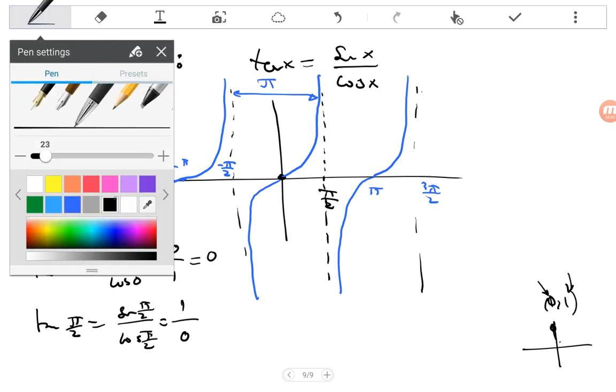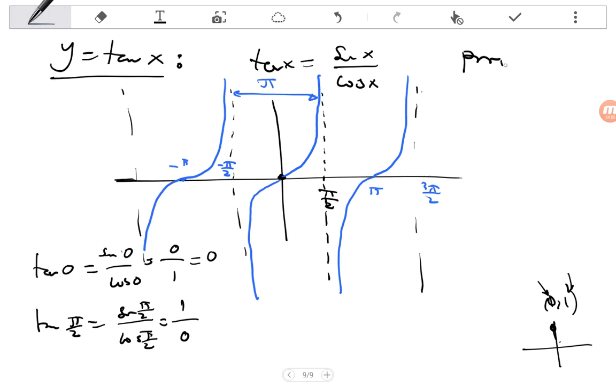What is the period of tan x? What is the interval for which the function repeats itself? It repeats itself every pi. This is obvious, so the period will be pi. This is different from sine and cosine.